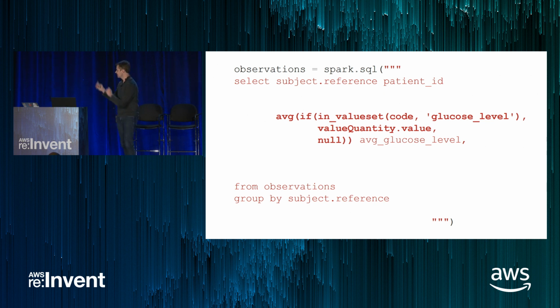And this looks complex, but it's really just standard SQL once again. And it's easier, I think, to read from the inside out. So if the code is in this value set for glucose level, we include it in our average. Otherwise, we'd return null, which simply isn't included in the average. And that little bit of code computes the average glucose level for that person.